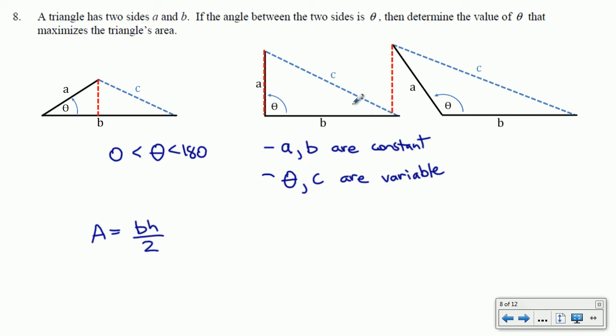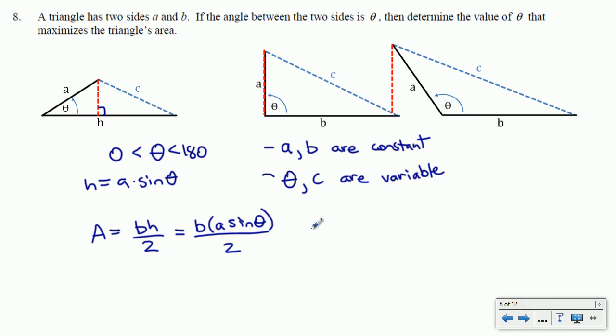So the height for these triangles, that's a right angle triangle. The height will be hypotenuse times sine of theta, so it'll be A times sine theta. If I were to sub H in for this formula, I would get B times A sine theta divided by 2. So this is the quantity I want to maximize. B and A are both constant. I have an equation entirely in terms of one variable, theta.